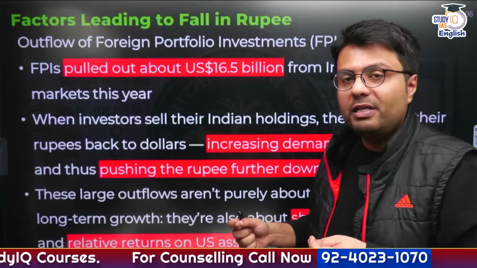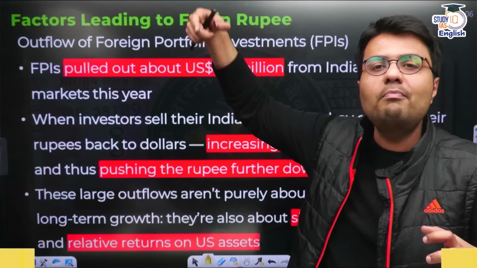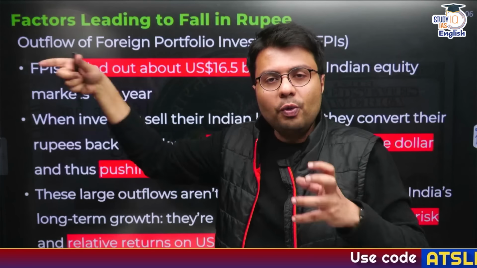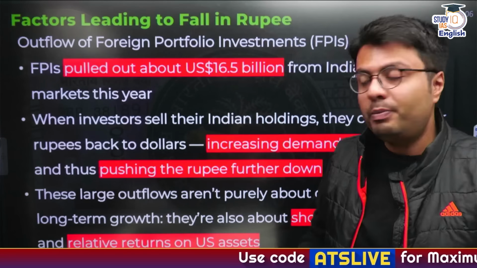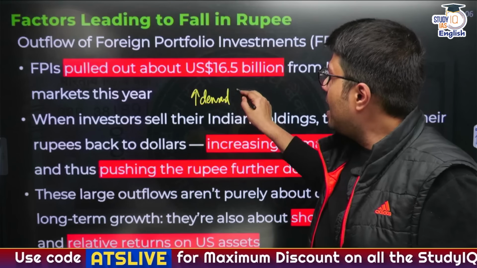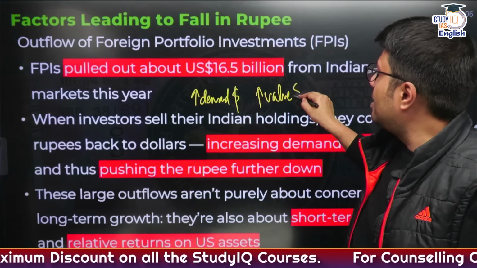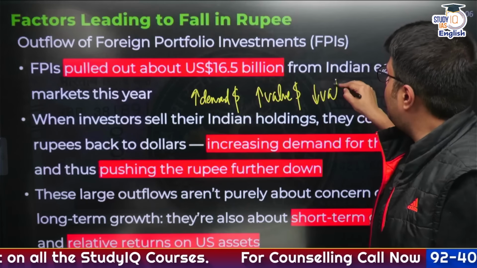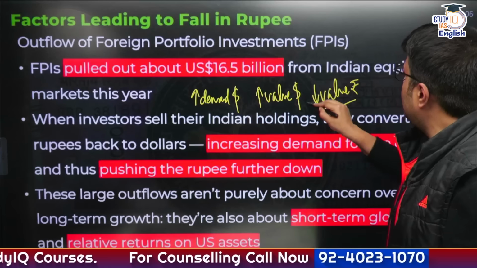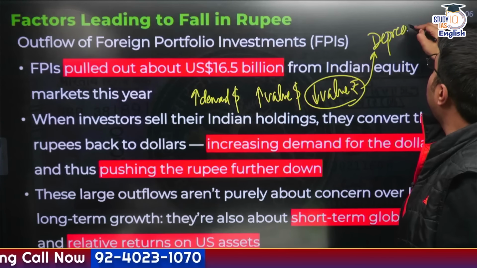Foreign portfolio investors are short-term investors, also called hot money investors. These investors are pulling out of their investments from the Indian economy and taking money to US markets. So what has happened when they are selling their investments in India? This increases the demand for dollars in India, and whenever demand for dollars increases, the value of the dollar increases, and correspondingly the value of the rupee falls. This would lead to depreciation of the Indian rupee.